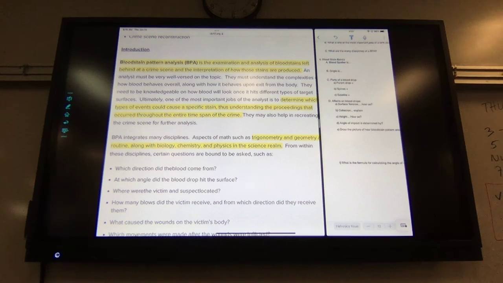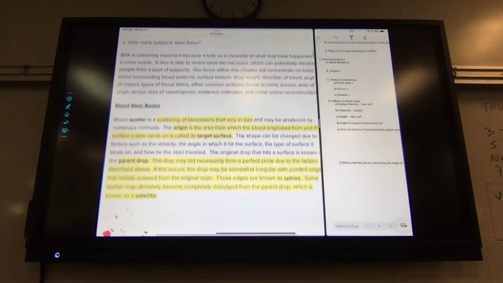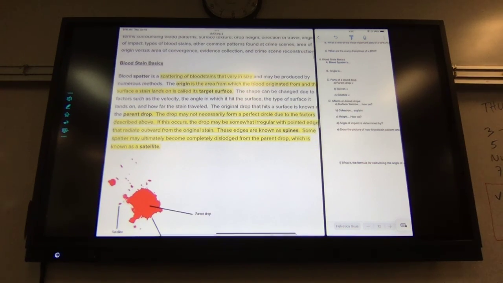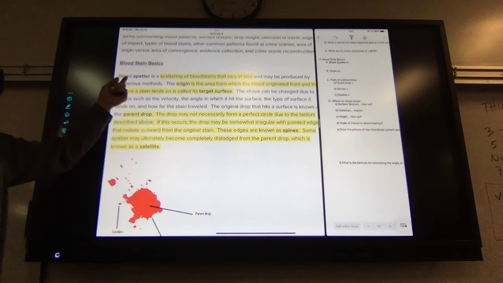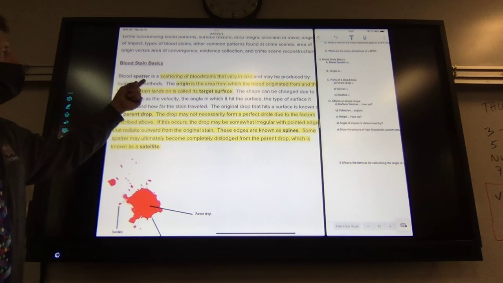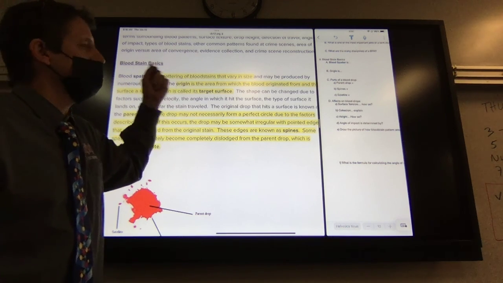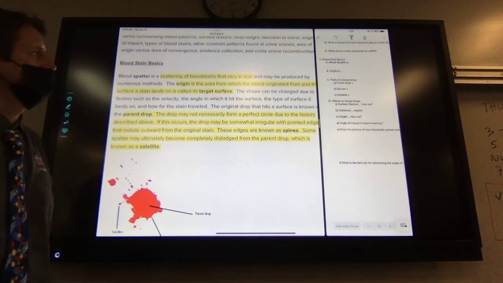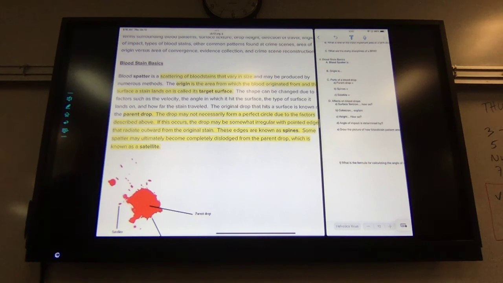So now the basics of blood stains. I already mentioned that it's blood spatter, so there's the spelling of it. And that's defined as scattering of blood stains, and they're going to vary in size. They're produced by various methods.